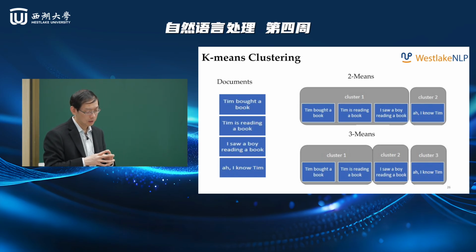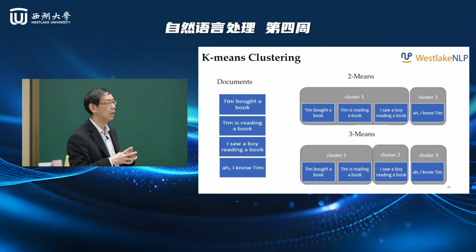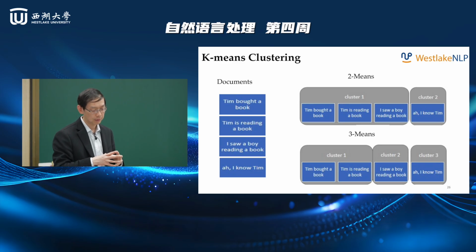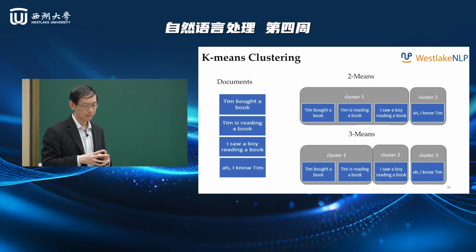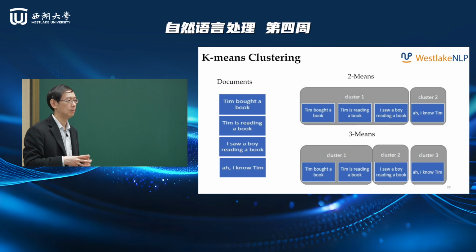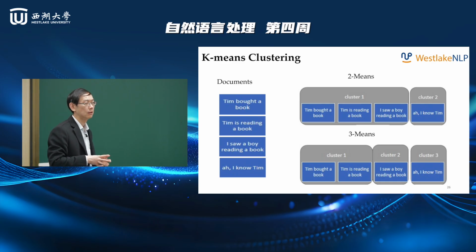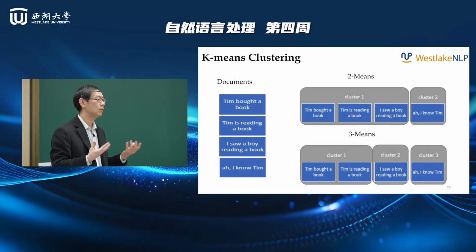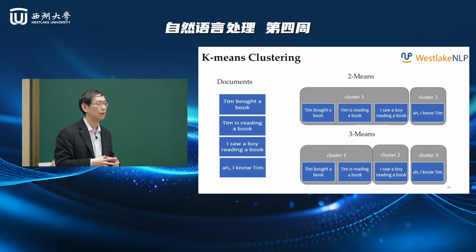But if you do 3 means clustering, then the first 2 documents will be 1 cluster. The third and fourth will be 2 more clusters. That also makes sense, because the first 2 documents are about Tim and book. The third document is about boy and book. And the last document is about me and Tim. So it all makes sense. It means that the document representations are cool, right? You can know the meaning of every document.